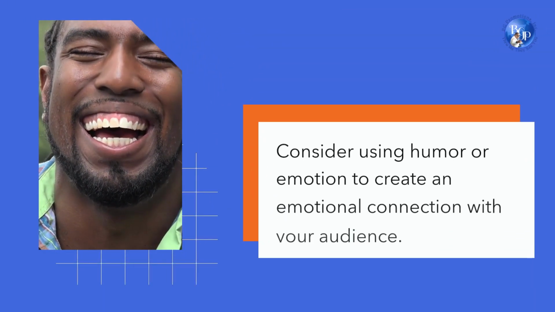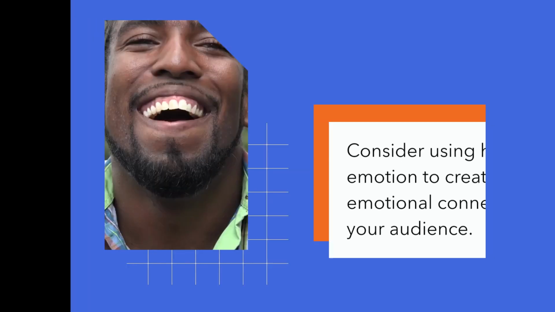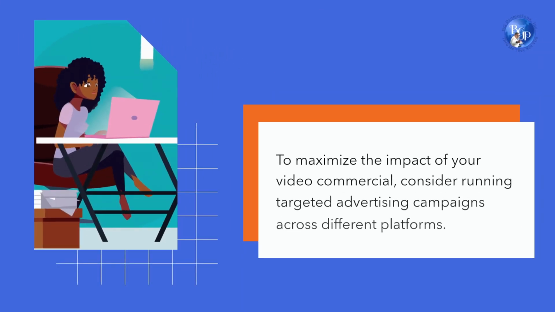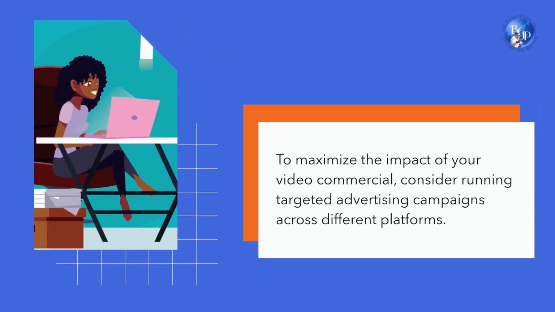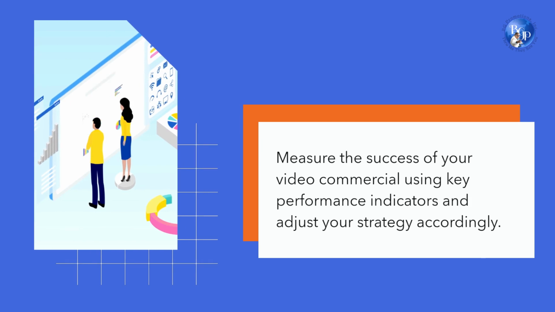Consider using humor or emotion to create an emotional connection with your audience. To maximize the impact of your video commercial, consider running targeted advertising campaigns across different platforms. Measure the success of your video commercial using key performance indicators and adjust your strategy accordingly.